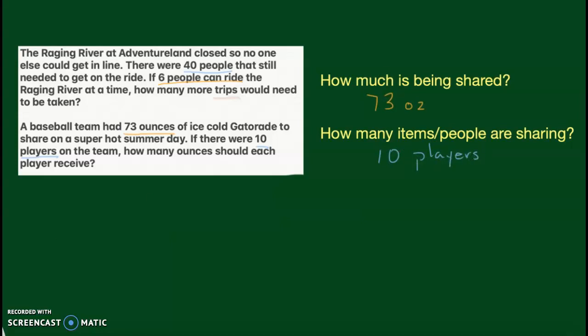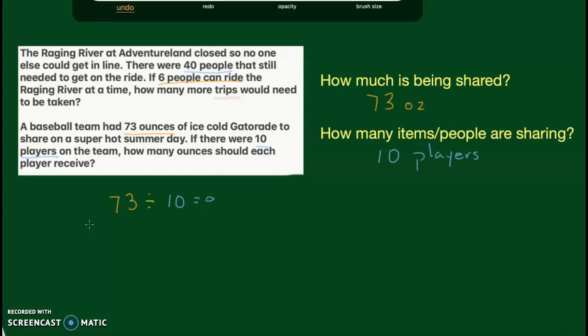The amount being shared is our dividend. Then the number of people sharing, or the items that are sharing, is our divisor. So it's going to be 73 divided by 10. And I'm going to go with a G for Gatorade. So 73 divided by 10 equals G. How many ounces should each player receive of Gatorade?